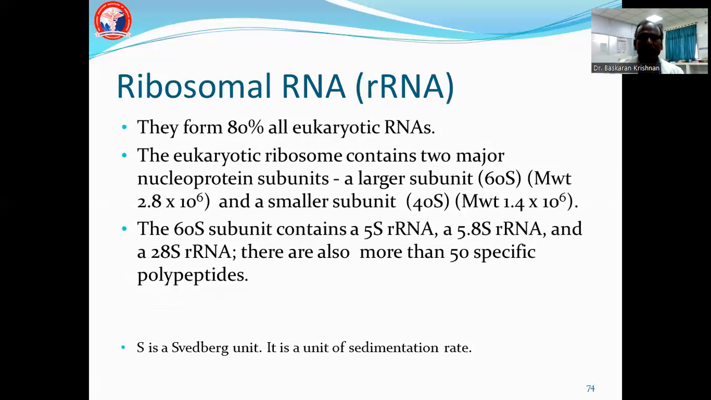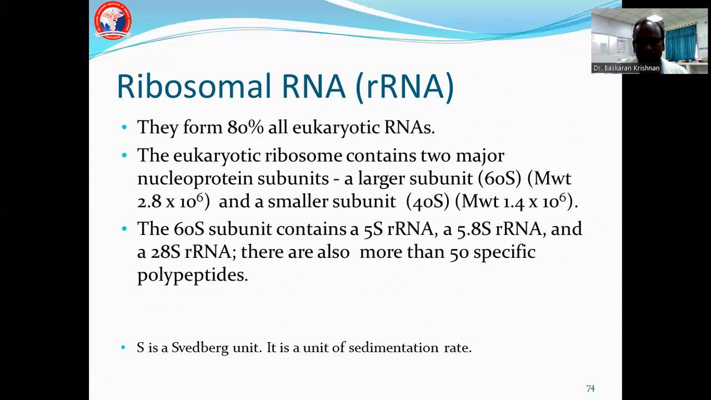Now we come to ribosomal RNAs or rRNAs. They are the majority of the RNAs in eukaryotes. More than 80% of all eukaryotic RNA is ribosomal RNA. It contains 2 nucleoprotein subunits, the larger subunit with 60S and the smaller subunit with 40S. The 60S subunit contains 5S RNA, 5.8S RNA, and 28S RNA, with 50 specific polypeptides.